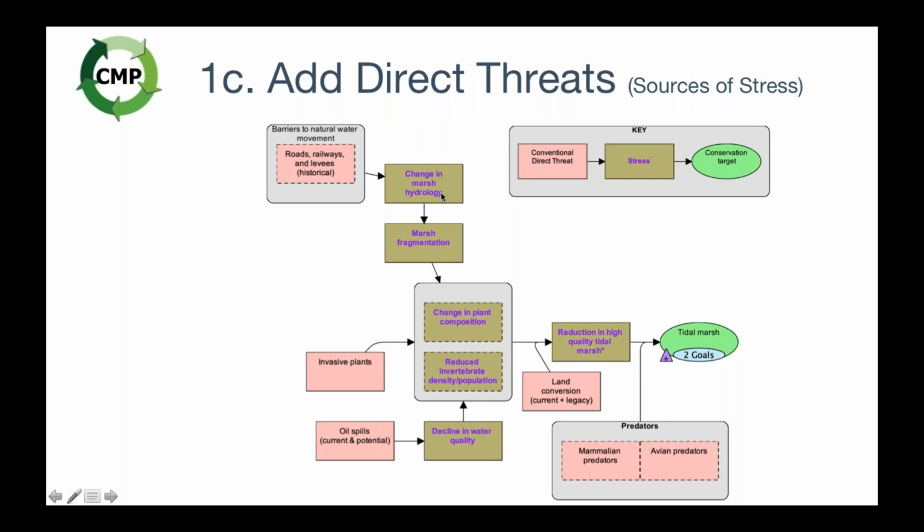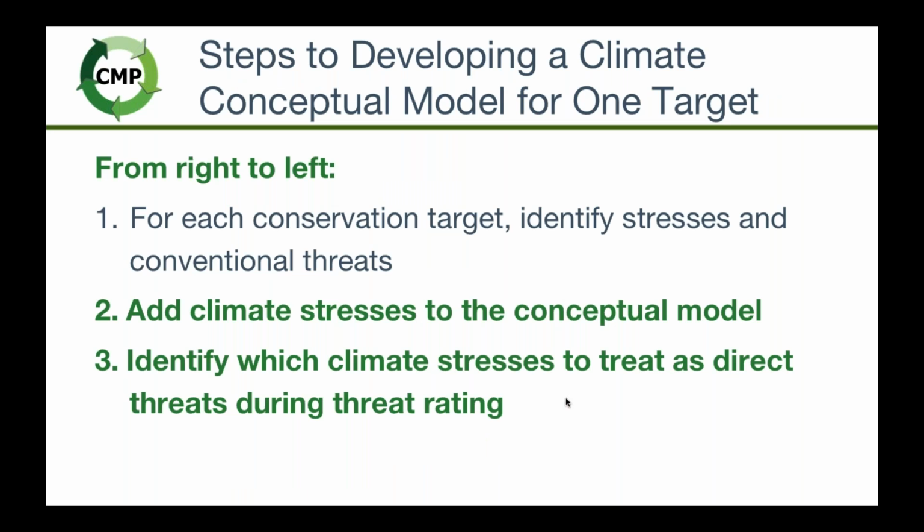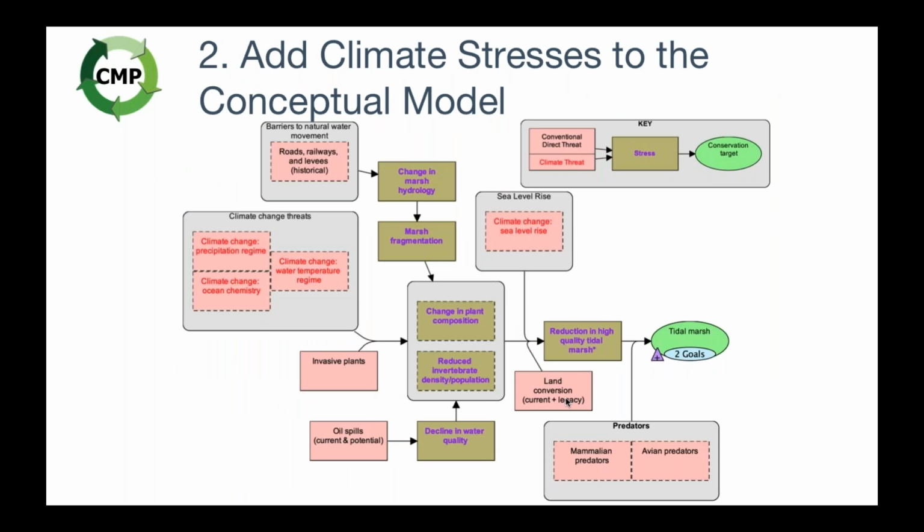So why is there a change in marsh hydrology? Well, because of roads and railways and levees. Why is there a change in plant composition and a reduction in invertebrate density and population? Well, because of invasive plants, et cetera. Why is there a reduction in high quality tidal marsh? Because of land conversion. And this is all without climate change. This is just super detailed with the conventional direct threats. Sorry, I forgot I had blown these up to make them easier to read.